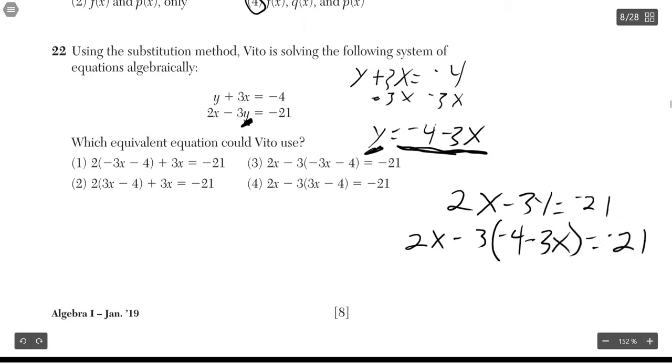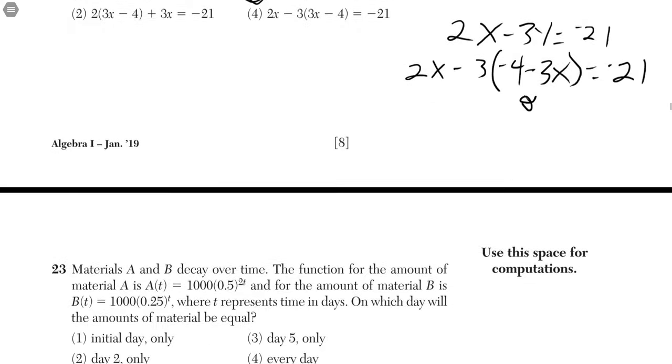equals negative 21. And that should be one of these choices. 2x minus 3 times negative, oh, they decided to play it a little bit tricky. This, negative 4 minus 3x, is the same as negative 3x minus 4. So they decided to be a little bit tricky and switch around the order there. Okay.